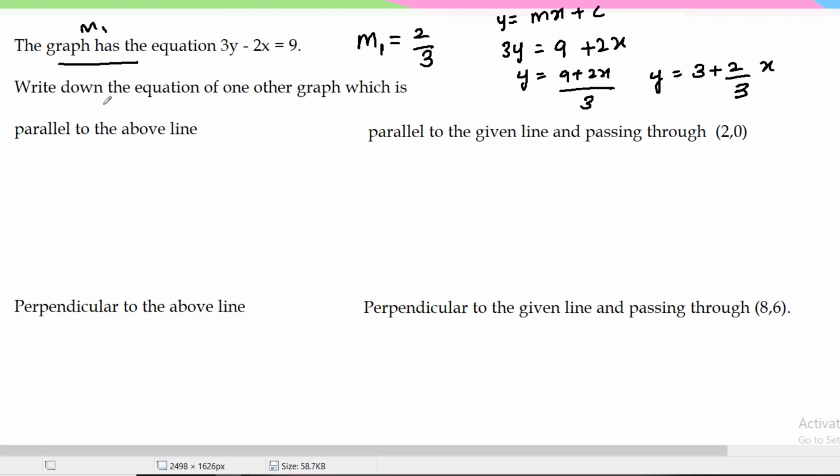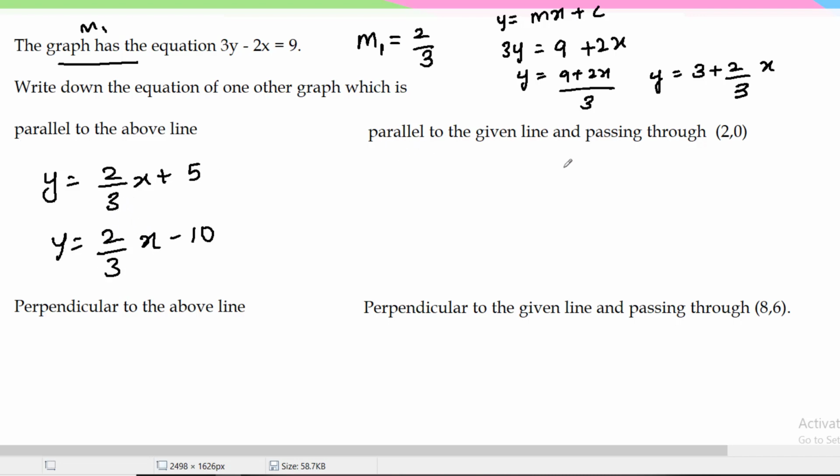Now what should we do? We have to identify the equation of another line which is parallel to this above line. If it is simply parallel to the above line, we are going to use the same gradient. y equal to 2 by 3 x plus any y-intercept. Here I am going to give it as 5, or y equal to 2 by 3 x minus 10. You can change this number alone. Since it is parallel, the gradient is the same.